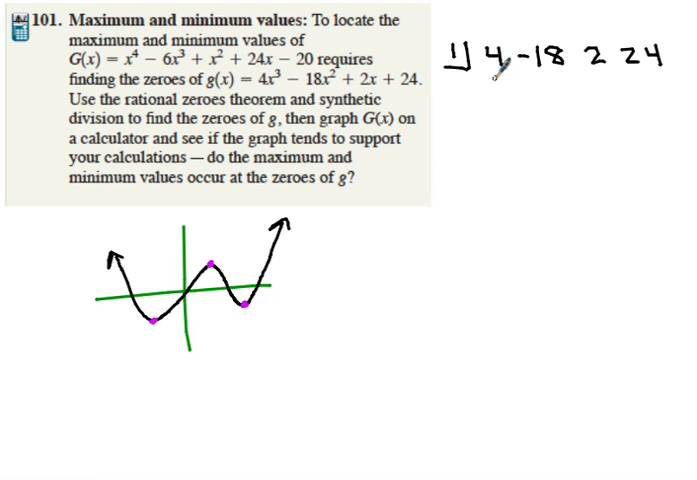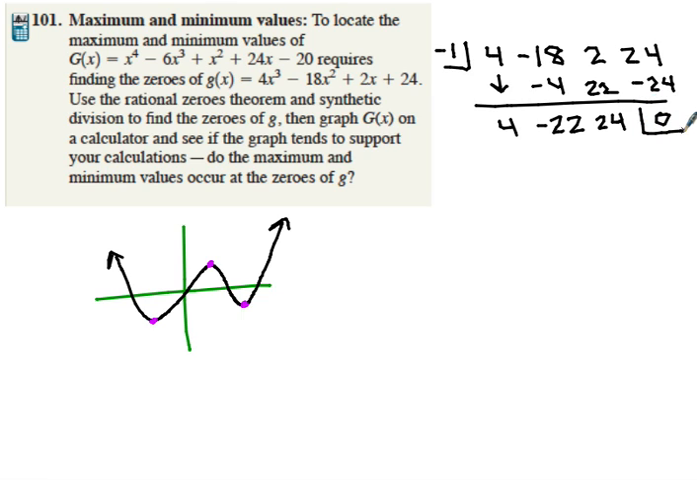Next one we could try is negative 1, because negative 1 is another good one to check. And so this one, we run through it, we get 4, negative 4, negative 22, positive 22, positive 24, negative 24, and 0. Yeah, that one worked. So we found one of the zeros, and now we're left with the quadratic.